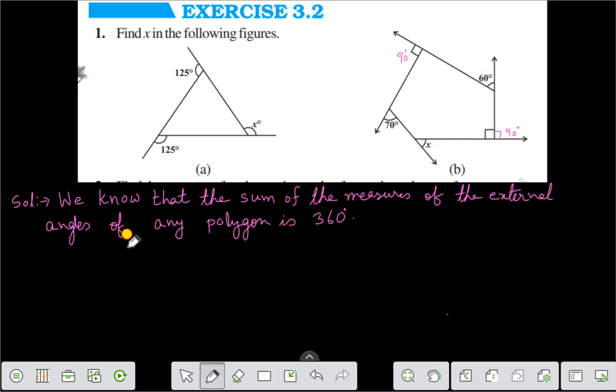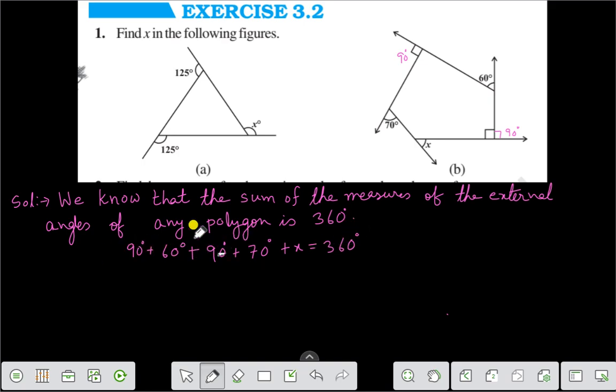First it is 90 degree, 90 degree plus this one is 60 degree, 90 plus 60 degree plus this angle is 90 degree, 90 degree plus 70 degree, 70 degree plus x is equal to 360 degree, right?